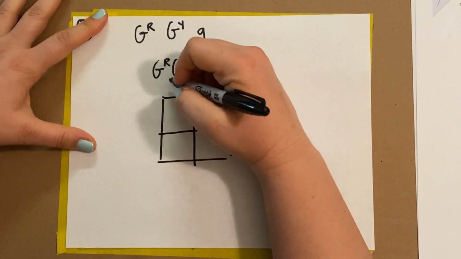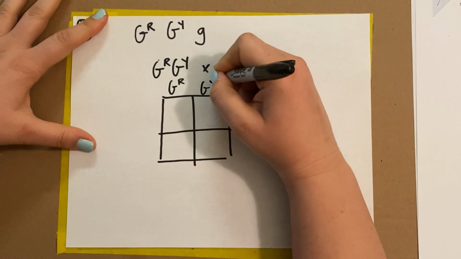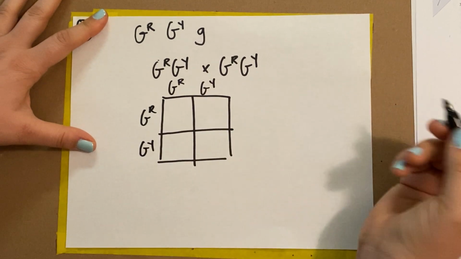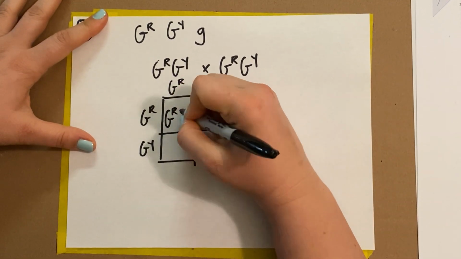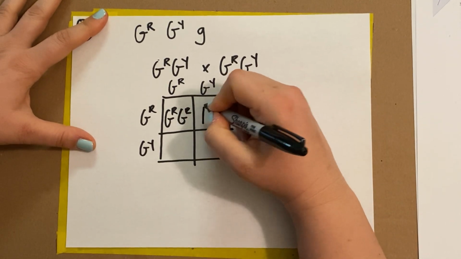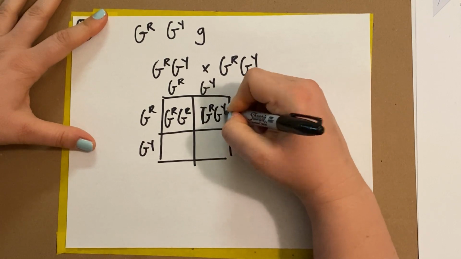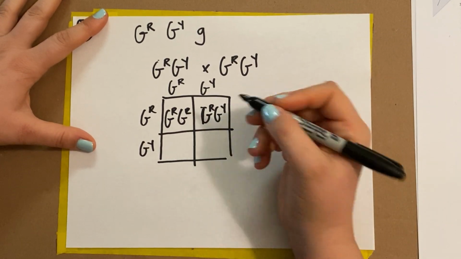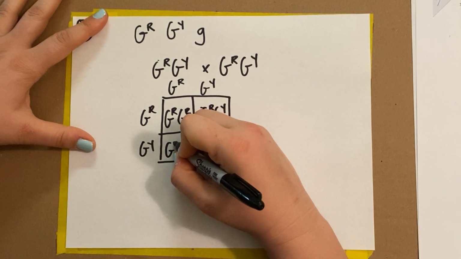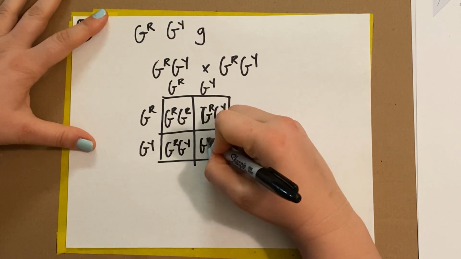Okay, and then you basically just separate these. This would be G to the R. This is G to the Y, G to the R, G to the Y. Okay, and so this individual is going to have just red stripes. This individual is going to have both red and yellow. This one is going to have red and yellow. Red, yellow. And this one is going to have just yellow.